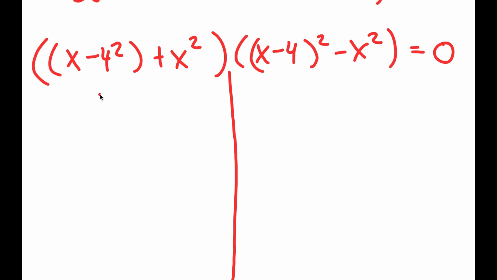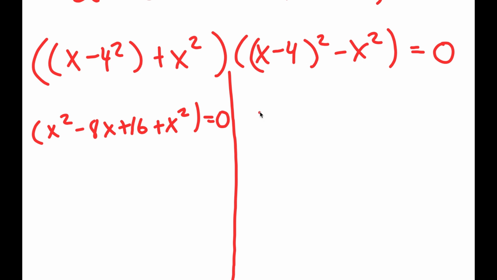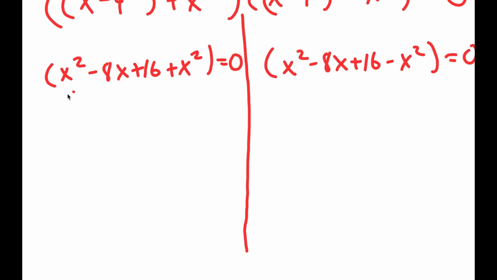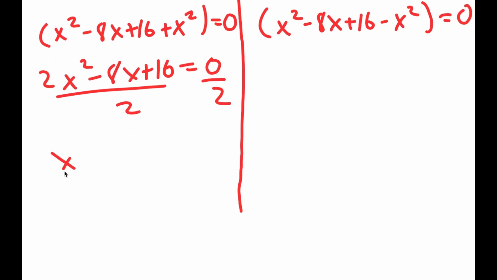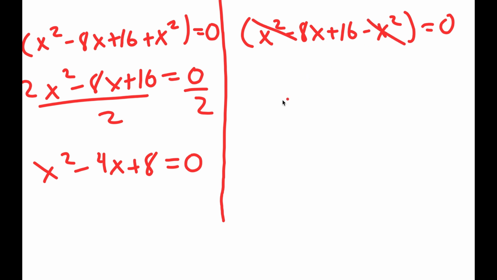So (x minus 4) squared is equal to x squared minus 8x plus 16. So I have this plus x squared is equal to 0. This is one equation. And I have x squared minus 8x plus 16 minus x squared is equal to 0. So for my left-hand side, I get 2x squared minus 8x plus 16 is equal to 0. And if I divide both sides by 2, I get x squared minus 4x plus 8 is equal to 0. For my right-hand side, these two cancel out, and I get negative 8x plus 16 is equal to 0.